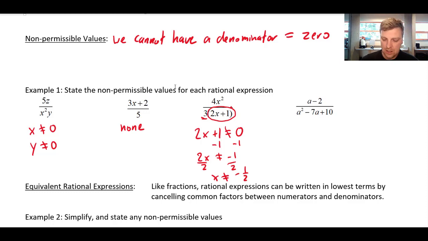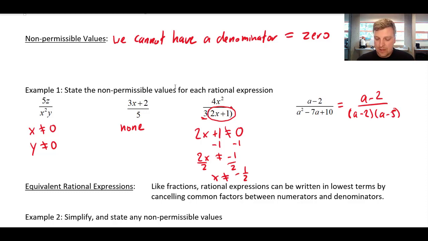If I have another expression here, like a minus 2 over a squared minus 7a plus 10, it might not be obvious that there are any non-permissible values, but what I'm going to have to do is factor that denominator just to see. So my numerator remains a minus 2, but I need to factor out the denominator and see if there are possible non-permissible values. So I'm looking for two numbers that are going to multiply to positive 10, but they're going to add up to -7, and that would be -2 and -5. So this is going to factor to a minus 2 and a minus 5.